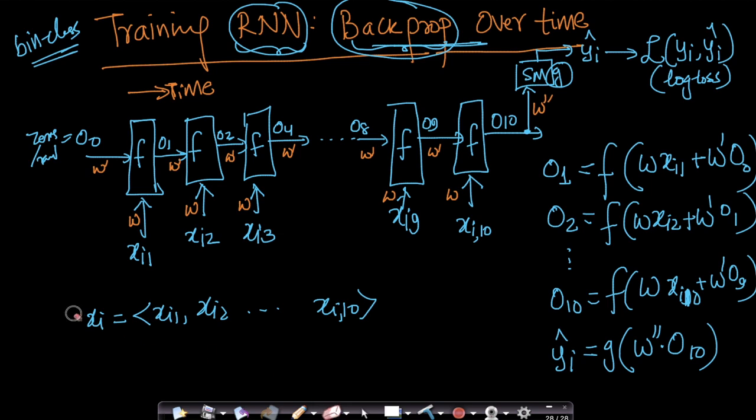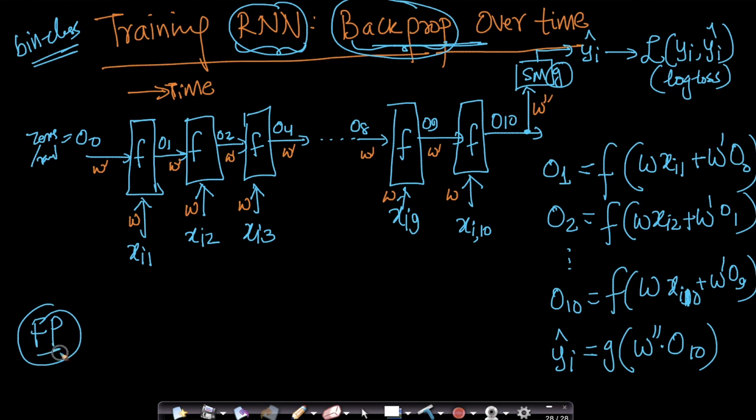Simple. Now how does the calculus work here? Let's look at the forward prop first, then we'll look at the back prop. To understand this very easily, the direction of your arrows, the forward direction in time, is the way your forward propagation works. What I've written here is your forward propagation, the sequence of steps. First you compute O1, then you compute O2, then you compute O3, so on and so forth.